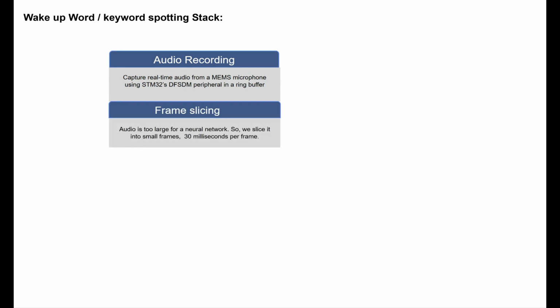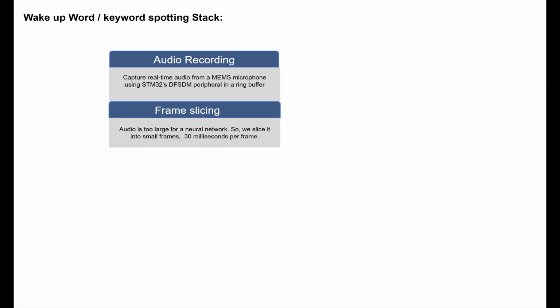The second part of the stack is frame slicing. Since the raw audio is too large and noisy for machine learning, we slice it into small frames, for example 30 milliseconds per frame. To avoid losing any information, we use an overlapping technique. A new frame starts every 10 milliseconds. This overlapping technique helps the machine learning model capture smooth transitions in speech.